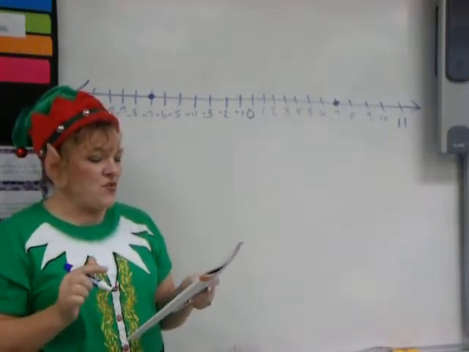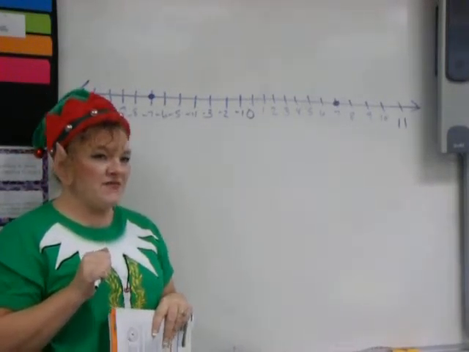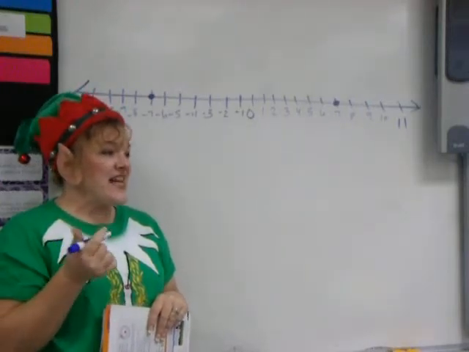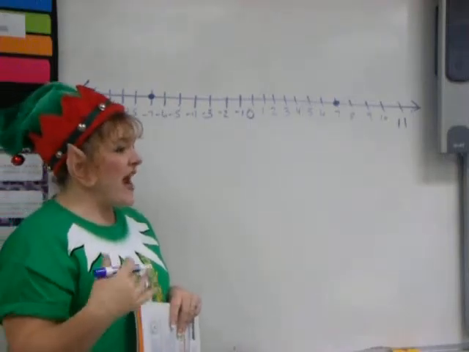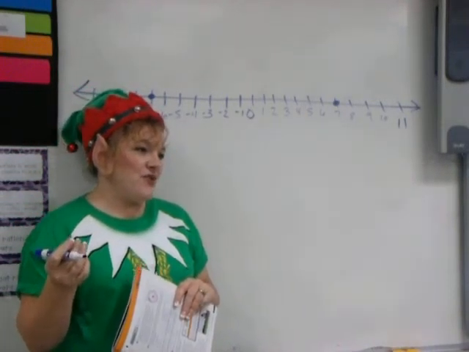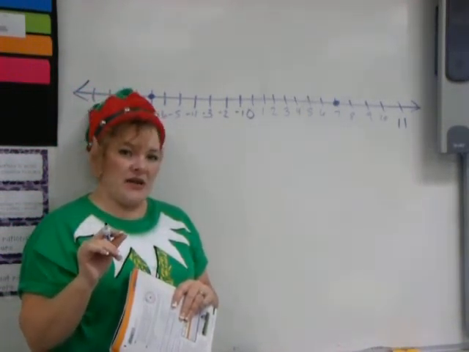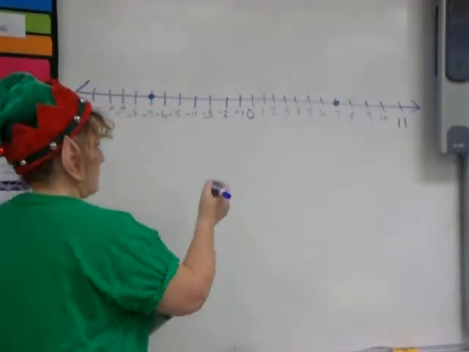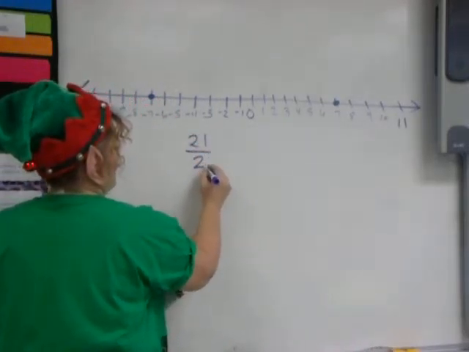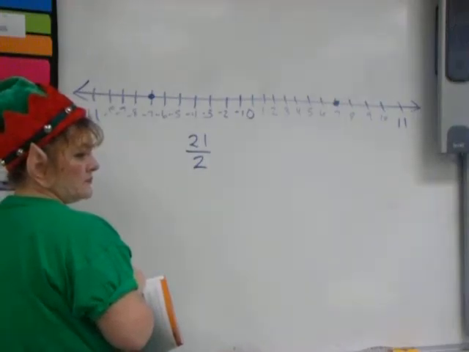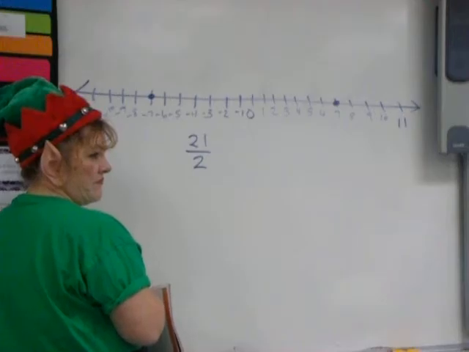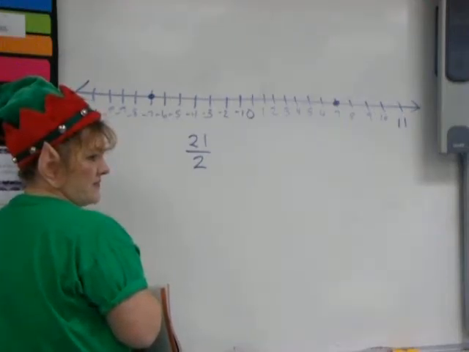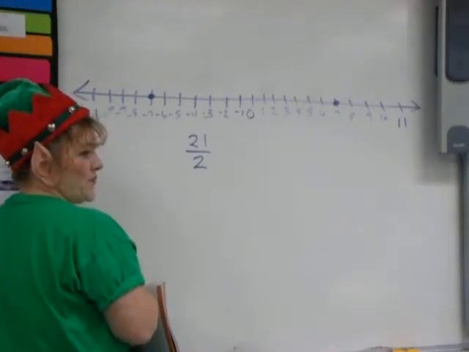Where will we find 21 halves and negative 21 halves? Because I do not have my number line broken into fractions, what will I have to do to 21 halves to figure out where to plot it? Start in the middle. 21 halves. What kind of a number is this? What kind of fraction? Improper. What can I turn it back into?